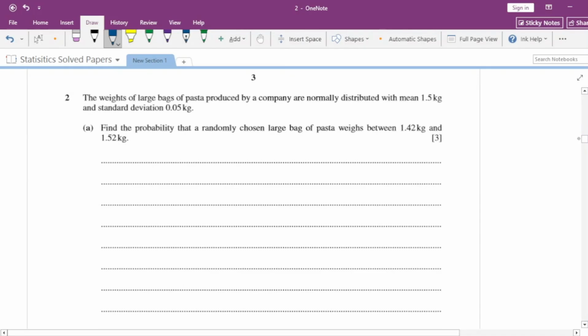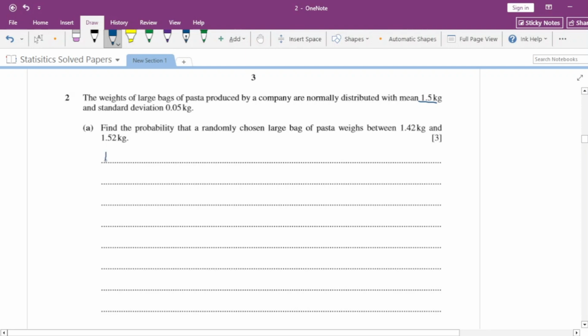Question number 2. The weights of large bags of pasta produced by a company are normally distributed with mean 1.5 kg and standard deviation 0.05 kg. Part A. Find the probability that a randomly chosen large bag of pasta weighs between 1.42 kg and 1.52 kg.